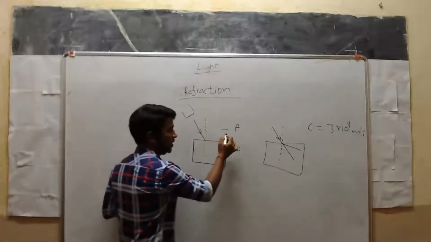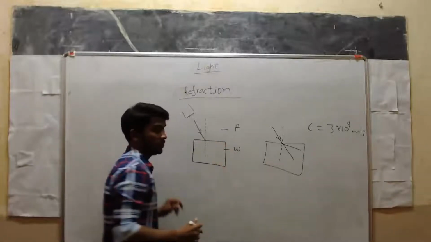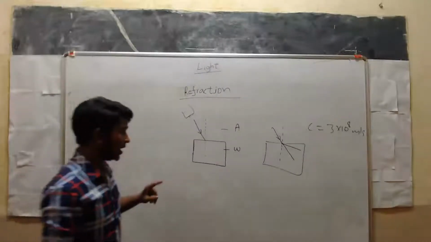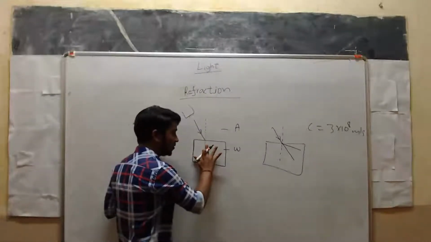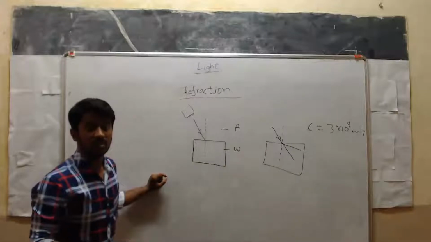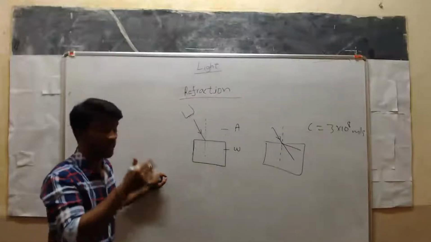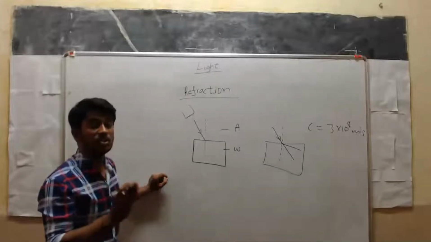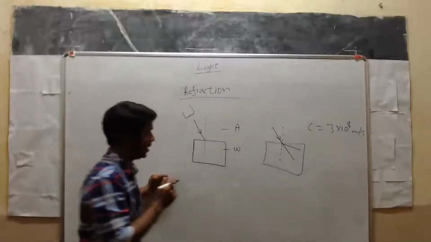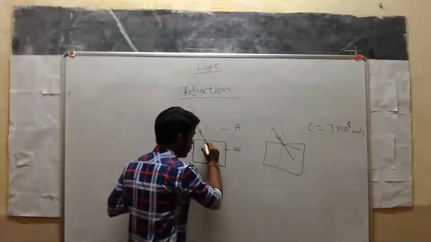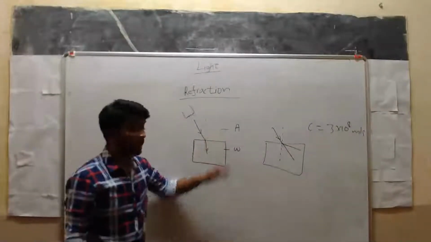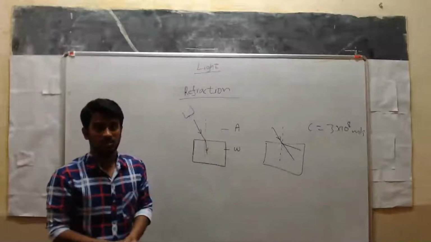In air medium the disturbance is less, but in water medium the disturbance is a little bit more for the speed of light. So here in water the speed of light decreases, its speed decreases. So then it bends towards the normal. Why? Because its speed decreases.